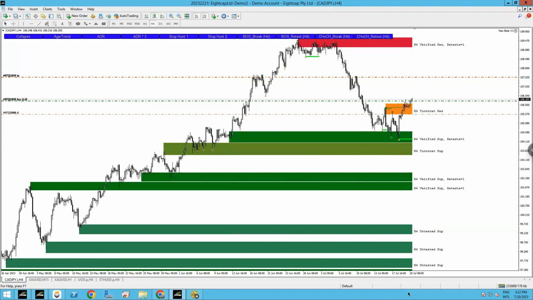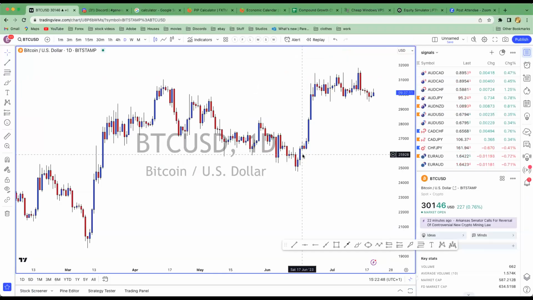Boom. All right, cool. I'm going to share the screen with you in a second. All right, you should all be able to see my TradingView screen right now. Can you see it? Just give me a yes if you can. Yes. Cool.